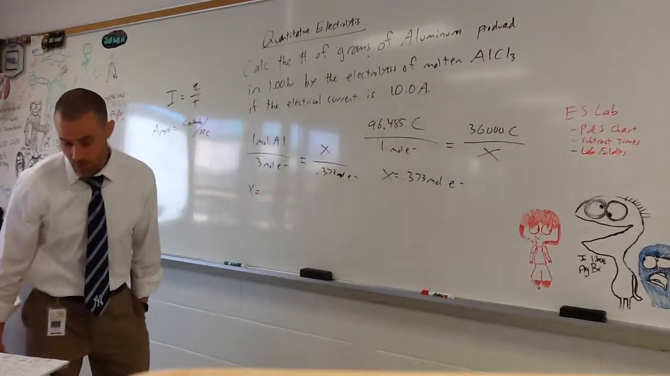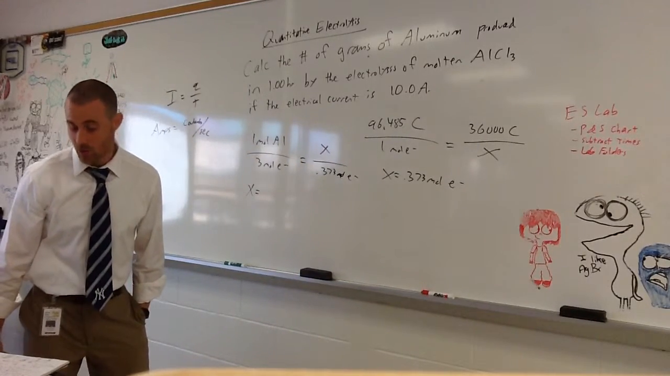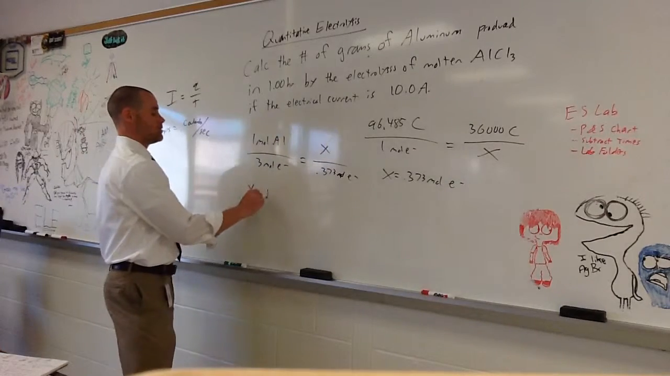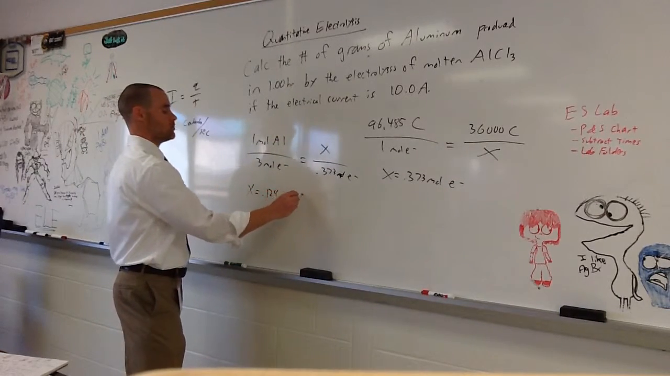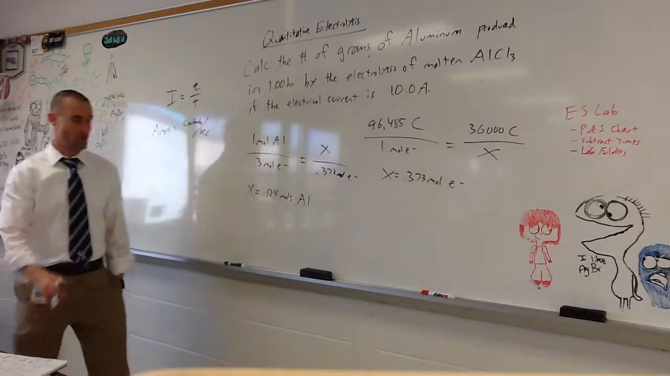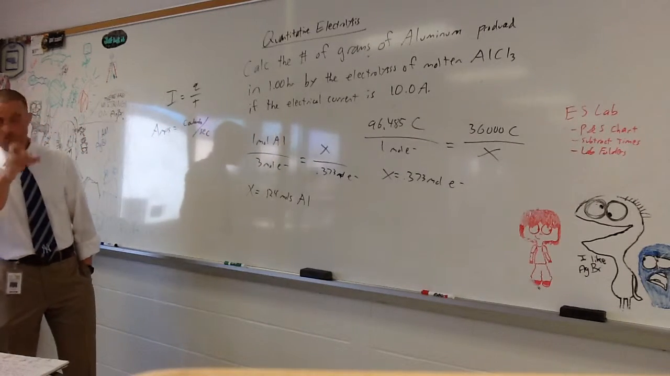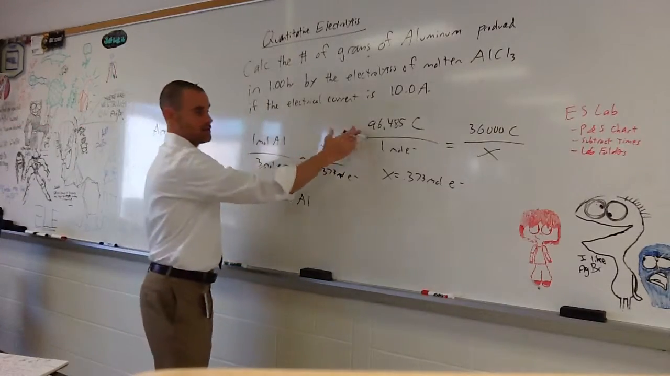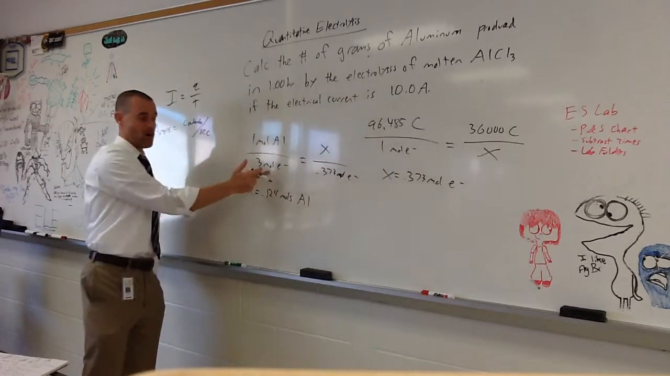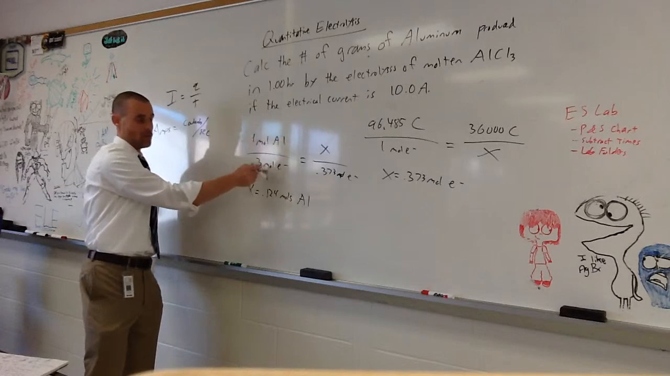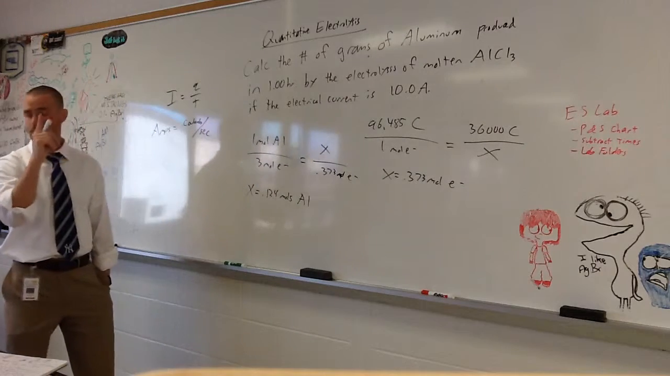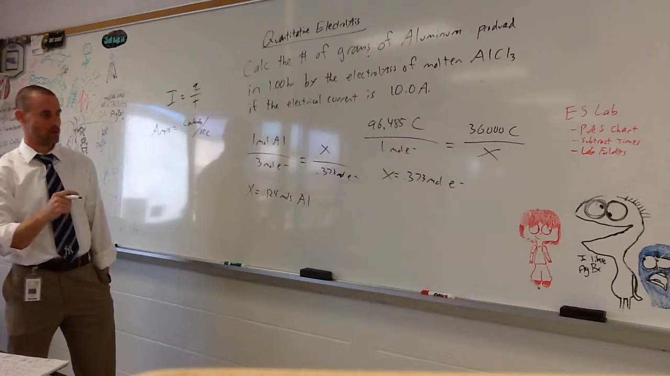X equals 0.124, right? Yeah. 0.124 moles of aluminum. So again, we went from amps to coulombs, to moles of electrons using Faraday's constant. Then this part you need to know, that there's 3 moles of electrons for every 1 mole of aluminum.